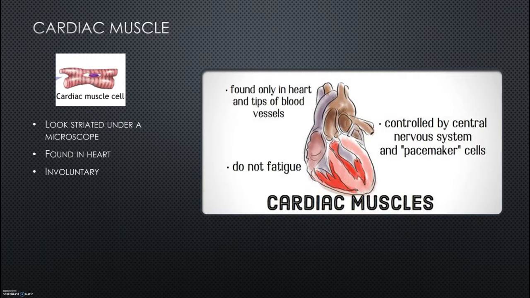Now let's move on to cardiac muscle cells. Cardiac muscle cells are involuntary, just like smooth muscle cells, but they look striated under a microscope, which means they look striped, kind of like a zebra. Cardiac muscle cells are found in your heart. They help your heart to beat. Your heart beats 80 times a minute on average.